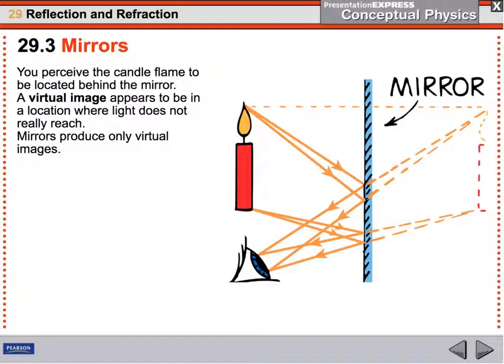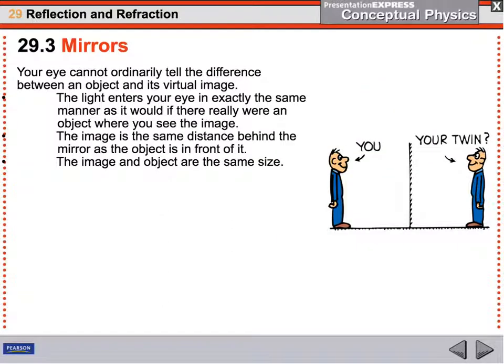You perceive the candle flame to be located behind the mirror. This is a virtual image, which appears to be in a location where light does not really reach. Mirrors produce only virtual images. So as you're looking at this, as the candle is on the outside of the mirror here, as you look at it, it's producing a virtual image on the other side.